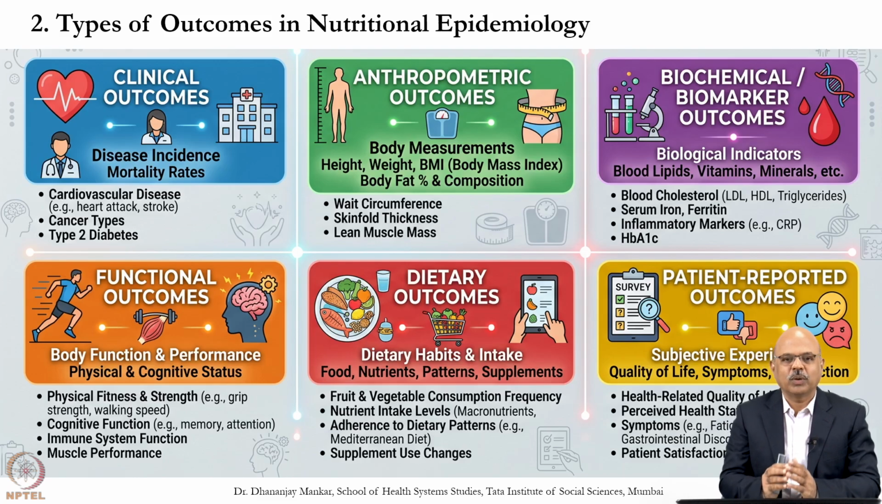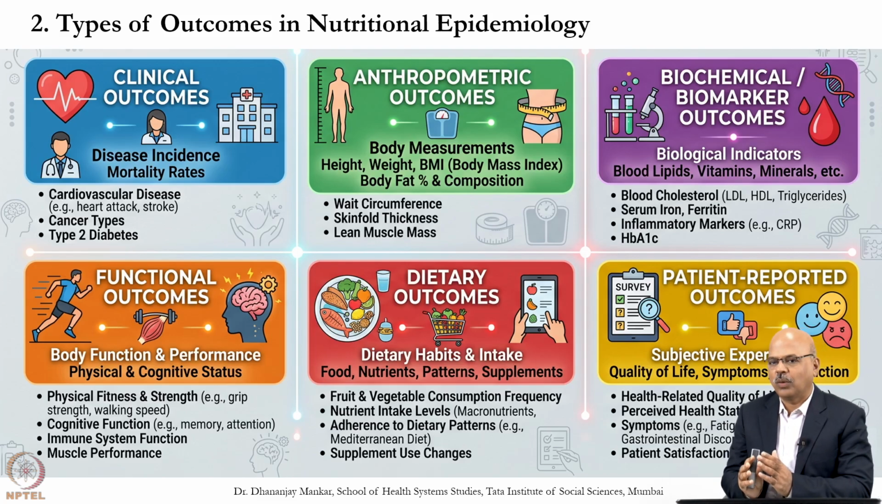Anthropometric outcomes, particularly in studies of nutrition, of malnutrition or obesity, involve body measurements like height, weight, BMI (body mass index), and body fat percentage and composition, which is very important to be seen as an outcome. Waist circumference, skinfold thickness, lean muscle mass. So the anthropometric measurements that are done give us the anthropometric outcomes.